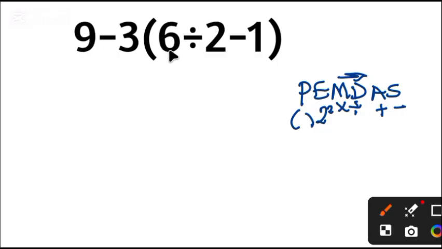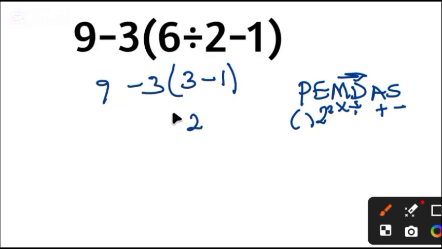We have 6 divided by 2 will give us 3 minus 1, all in parentheses. So we have minus 3 here, and then we have 9 here. 3 minus 1 will give us 2. There is multiplication here, times 3. We have the subtraction, and we have the 9 here.